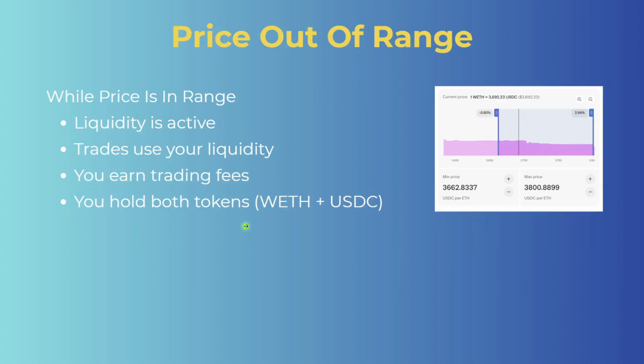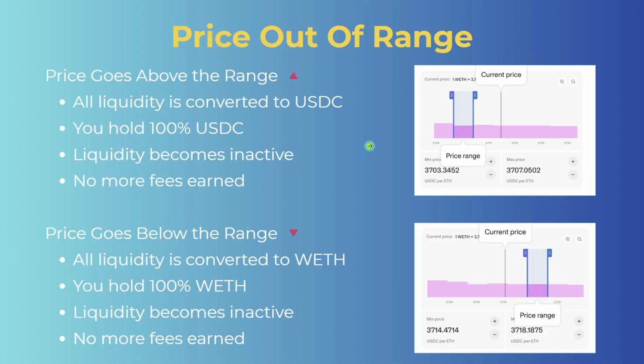Let's talk about the price out of range. When the price is in range, the liquidity is active, trades use your liquidity, you earn trading fees, and you hold both tokens, WETH plus USDC. If the price goes out of range, for example above the range, like in this case, all liquidity is converted to USDC.